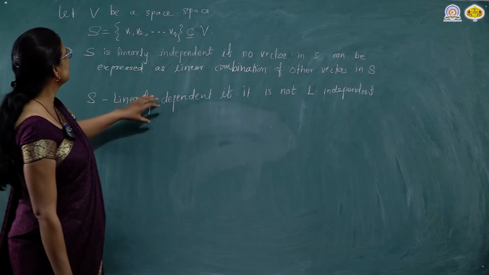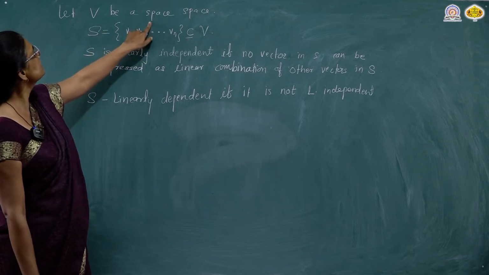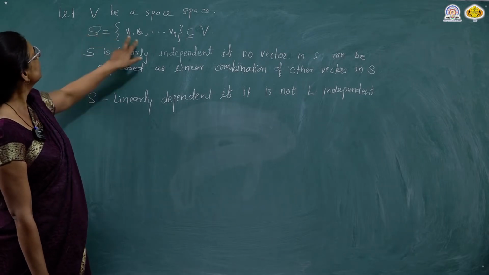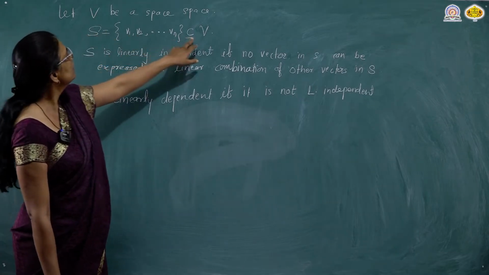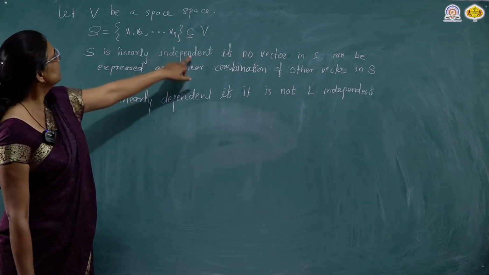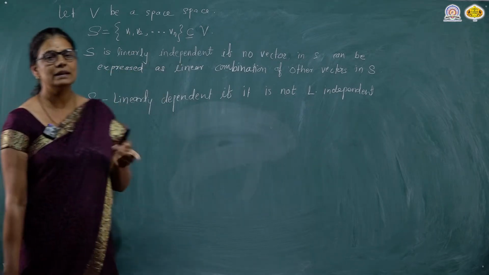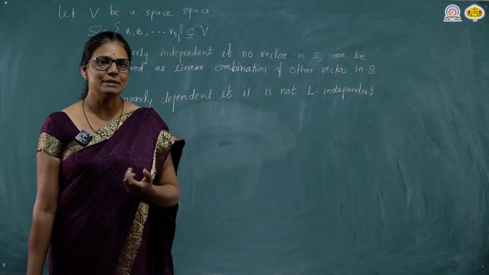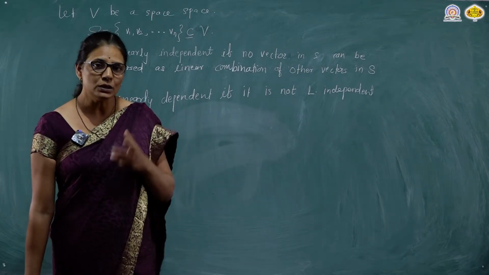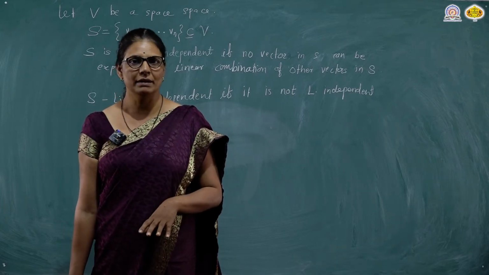Again, see the same definition. V is a vector space. Take S containing the vectors V1, V2, up to Vn. It is a subset of V. This S is said to be linearly independent, or these vectors are said to be linearly independent, if no vector in S can be expressed as a linear combination of other vectors in S. If the set is not linearly independent, it is said to be linearly dependent.